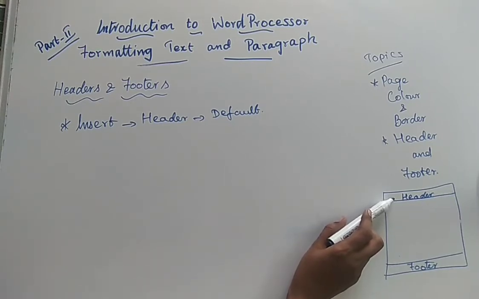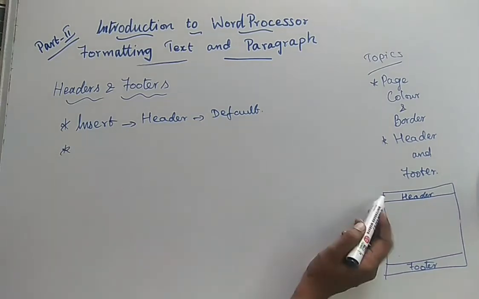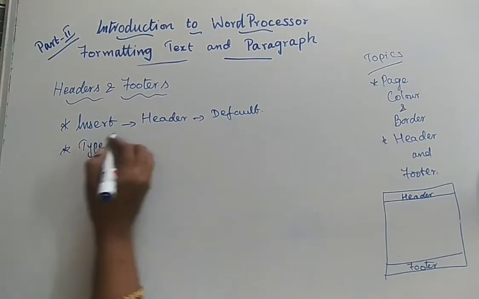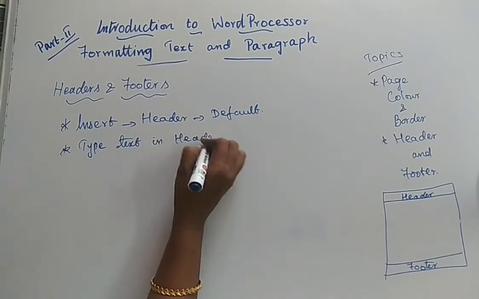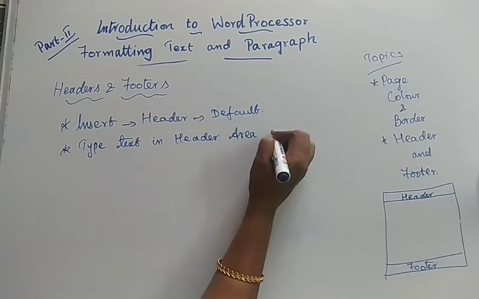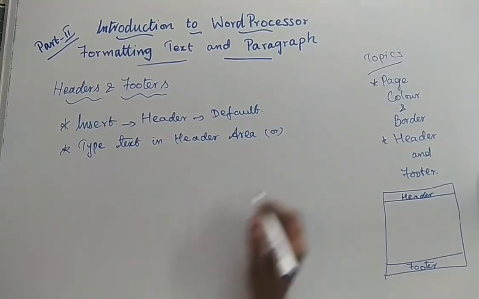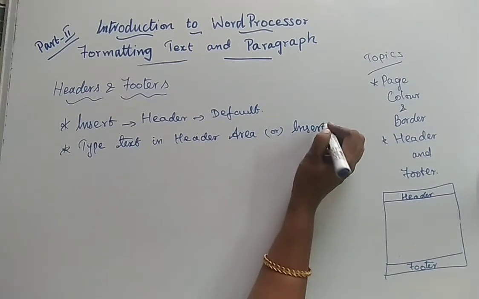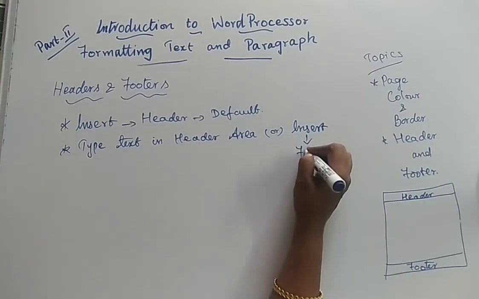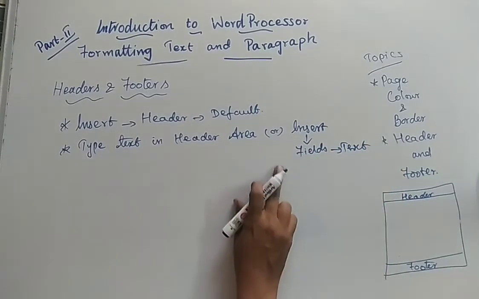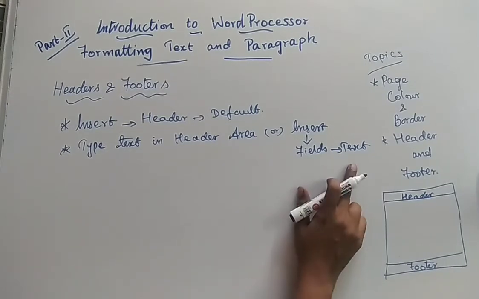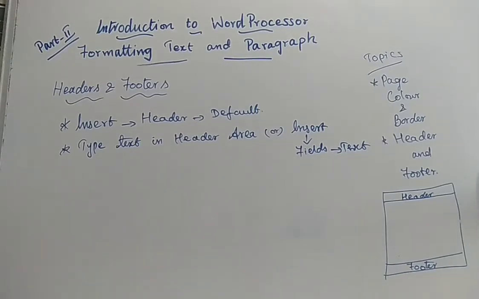Otherwise you are having one option. So here the first option is to type the text in the header part or the header area. Or the next procedure that you have to follow is insert, then fields. You have to click insert fields, then immediately a text box will be displayed. There you have to type the text. So these are the two methods by which you can type the text in the header part. Okay, we're clear with this one.